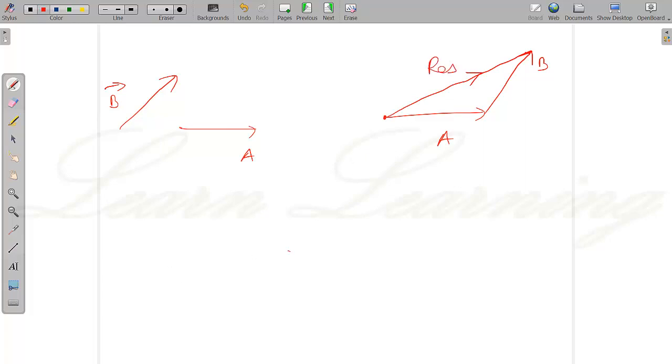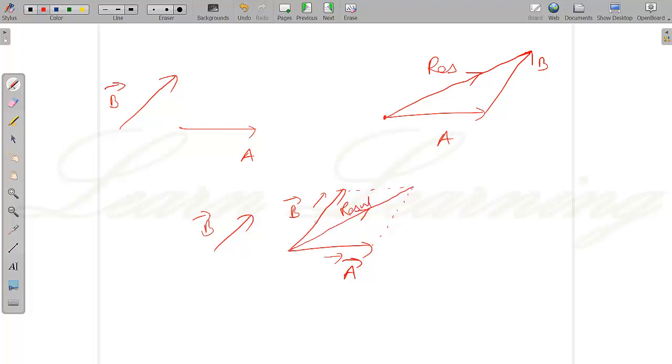Same way you can understand this one. There is a vector A and there is a vector B. You just shift this vector B parallelly here so that it joins tail to tail. So this is the parallelogram being made. What you can see here is the resultant has to be somewhere in between, right? Because if someone is pushing in this direction and someone is pushing in this direction, the resultant has to be somewhere in between. All right. So this is your resultant vector.